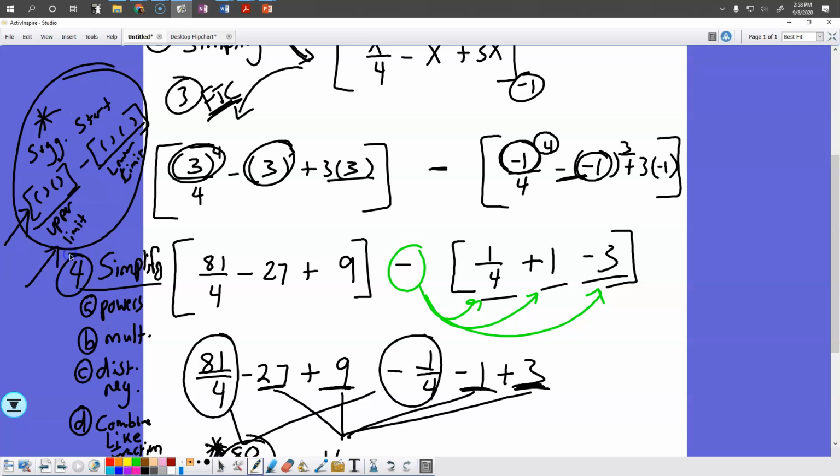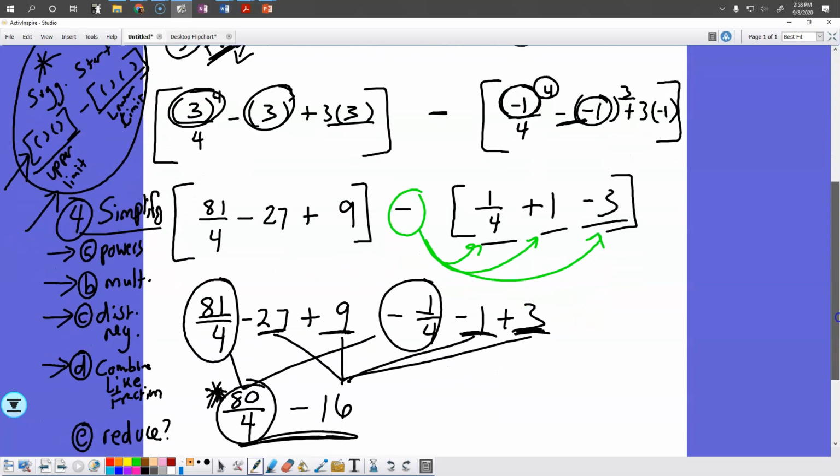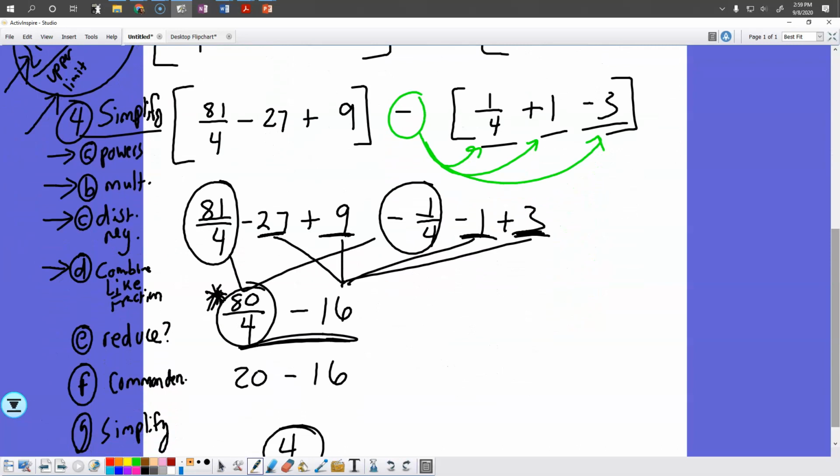But step 4 has a lot of room for error, okay? I'm suggesting powers first with multiplication. Then I'm suggesting distributing the negative, combining your like fractions. After that, reduce if necessary. Combine your fractions that don't have the same denominator. Make that your last step. And then simplify. You should be done at that point.